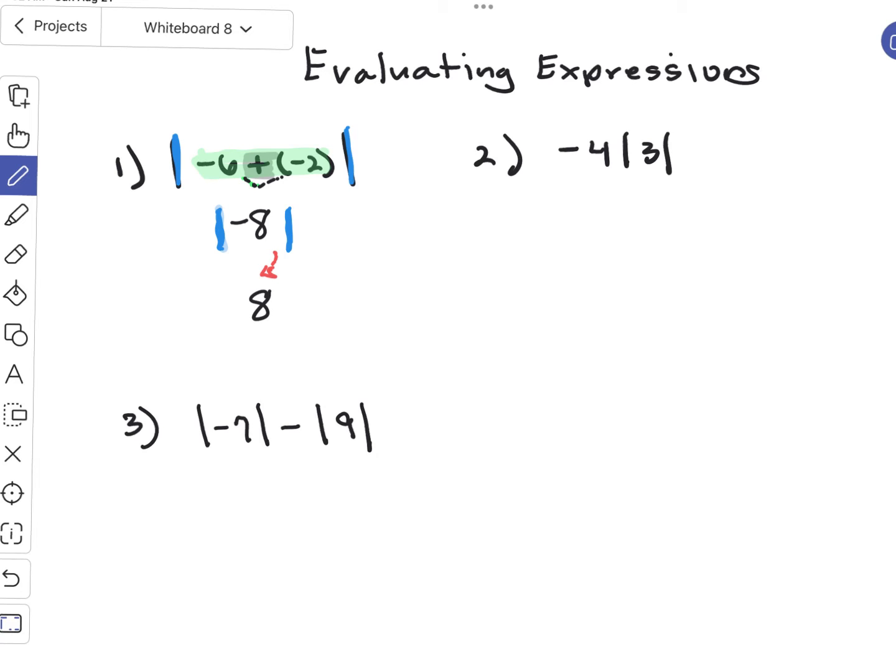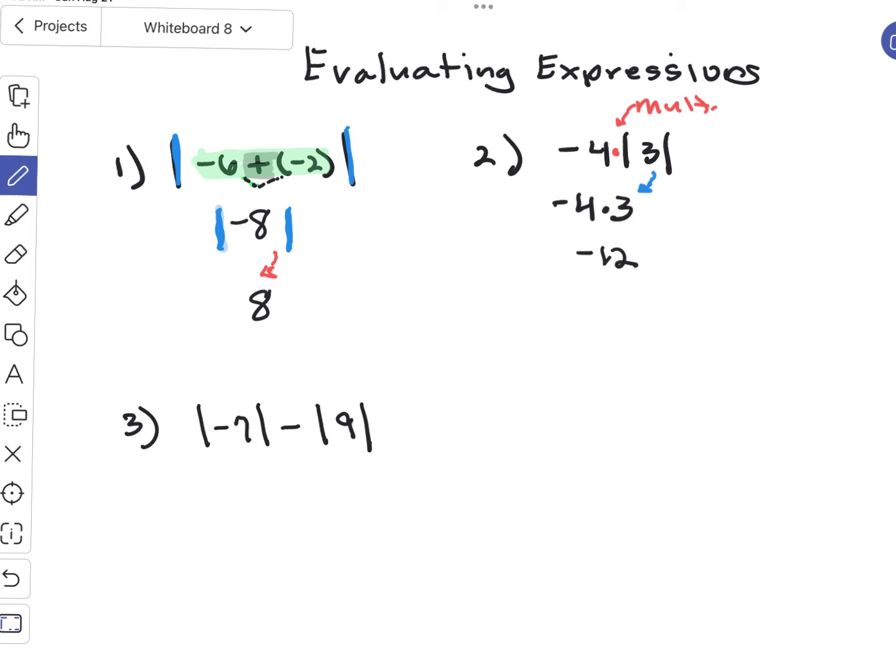Number 2, remember if you have a number next to an operation and there is no addition or subtraction, multiplication, division, remember that implies that you're multiplying. So you read this, negative 4 times the absolute value of 3. That's how you'd read that. So because the negative 4 is outside the absolute value, we have to take the absolute value of 3 first. So how far is 3 from 0? 3 units. Then we can multiply. And that's what your work should look like.